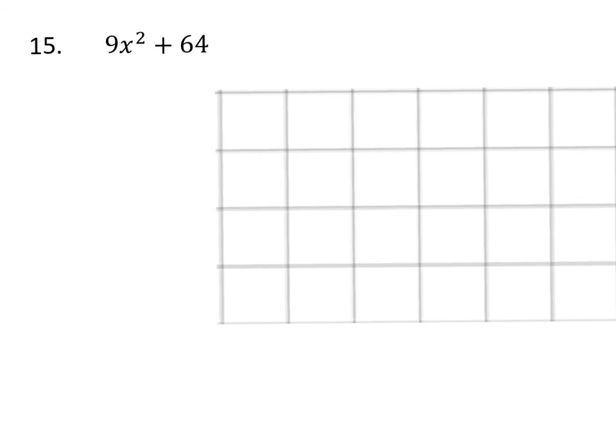And for our final problem, we have 9x squared plus 64. And once again, a reminder, 9x squared plus 64 could have been a trinomial, which means it could have factored, because the 0x could have been the sum of two terms, one positive and one negative with the same coefficient.